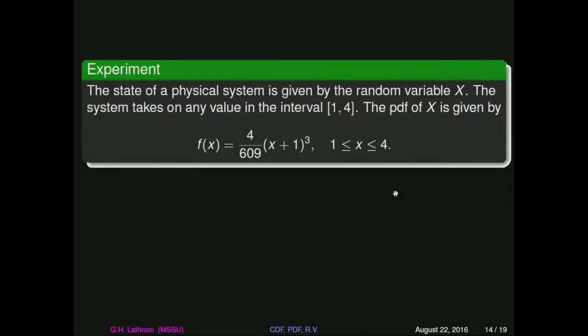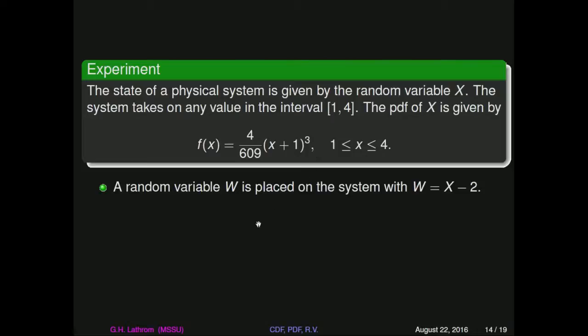All right, so now let's look at a couple of experiments in which we have a random variable, and let's see what happens whenever we switch to a different random variable. So we do a change of variables. Let's see what happens in that case. So we've got, say, a physical system where the state of the system is given by the random variable capital X. The system takes on any value in the interval between 1 and 4 inclusive. And the PDF of capital X is given by f of x is equal to 4 over 609 times the quantity x plus 1 cubed.